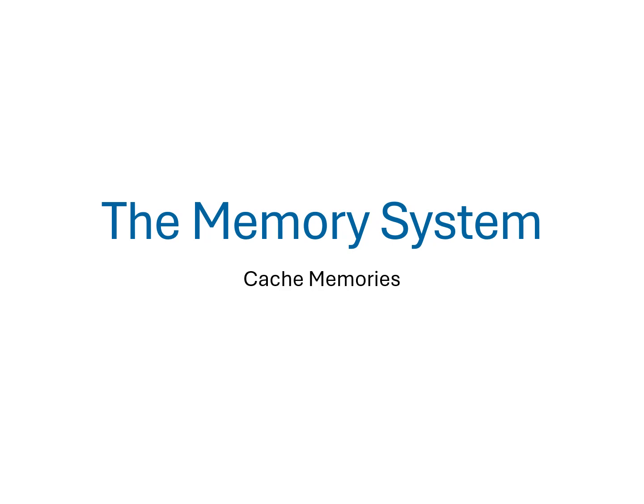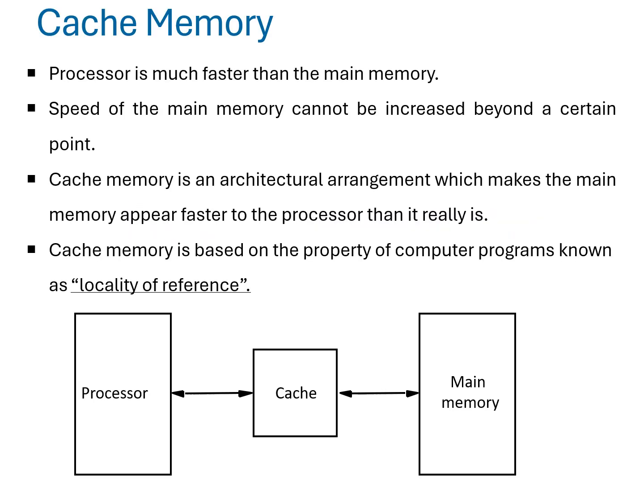Welcome to this video. Here we are going to discuss cache memories in the memory system. What is cache memory? It's for increasing the speed of the computation. It's a memory kept in between the processor and the main memory. If the processor wants to access anything, it has to go to main memory, which will take more time.